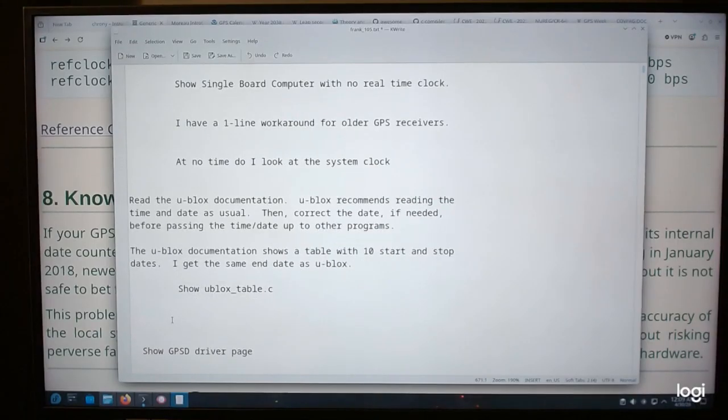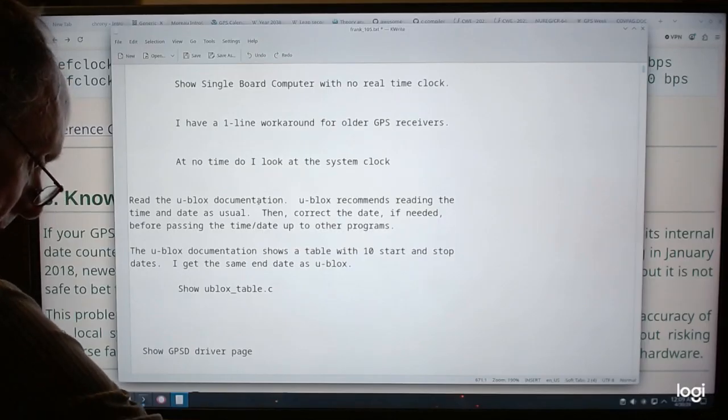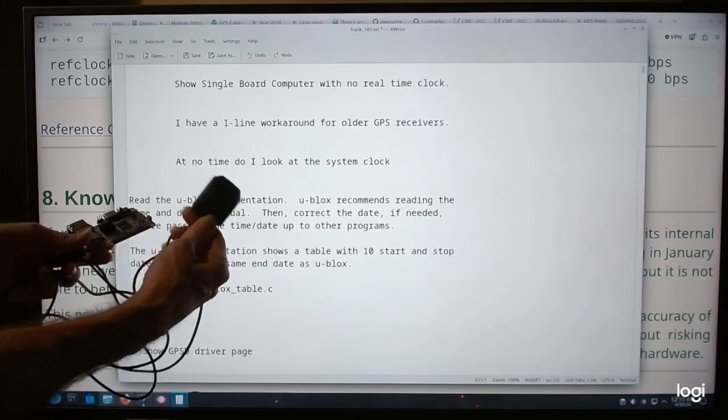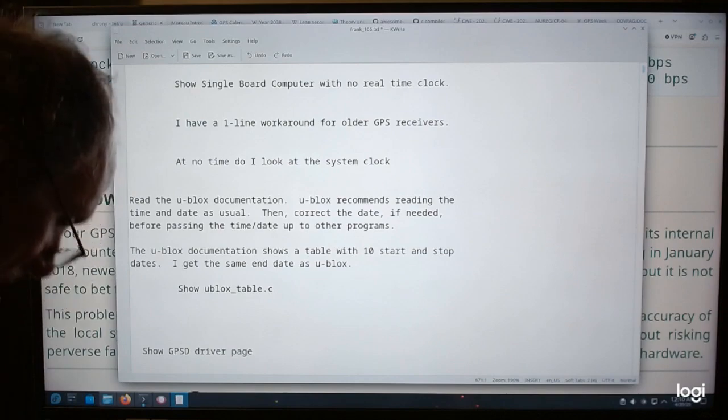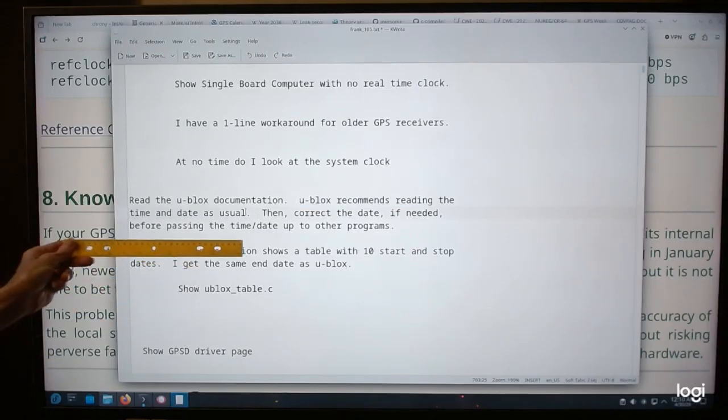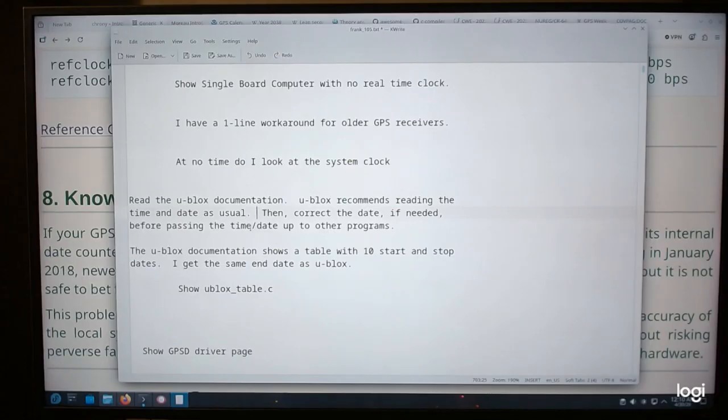Now u-blox, the people that are making these receivers right here. If you read their documentation, they recommend that you read the time and date as usual, and then correct the date before you pass the date up to other programs like chrony or NTP.